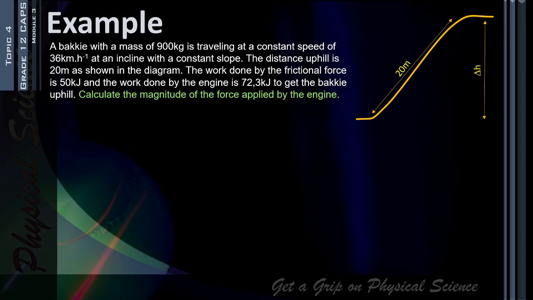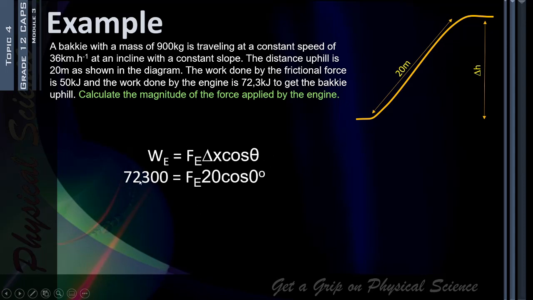Now calculate the magnitude of the force applied by the engine. We know what the work done by the engine is, so if we want to calculate the force applied by the engine, we need to know what the displacement of the bakkie is in the direction of this force applied by the engine, and then we will substitute 0 degrees. So the work done by the engine is 72,300. We want to calculate the force applied by the engine. We know that the displacement of the bakkie in the direction that the force of the engine is applied is 20 meters, and then we can substitute 0 degrees for the angle, and that gives us a force applied by the engine of 3,615 Newton. You don't have to include a direction for the force because they asked for the magnitude of the force.